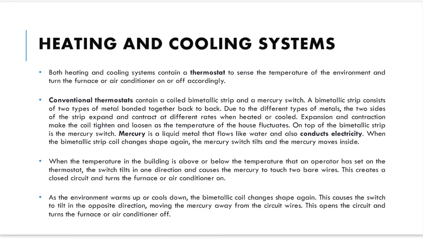When the temperature in the building is above or below the temperature that an operator has set on the thermostat, the switch tilts in one direction and causes the mercury to touch two bare wires. This creates a closed circuit and turns the furnace or air conditioner on. As the environment warms up or cools down, the bimetallic coil changes shape again. This causes the switch to tilt in the opposite direction, moving the mercury away from the circuit wires. This opens the circuit and turns the furnace or air conditioner off.